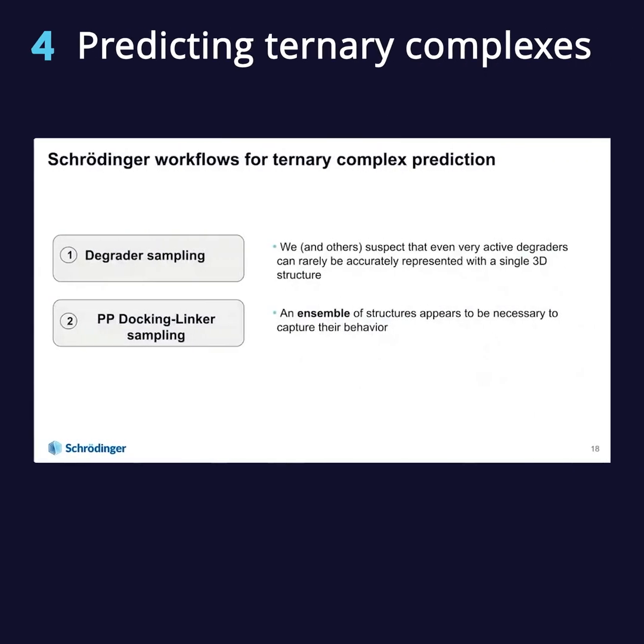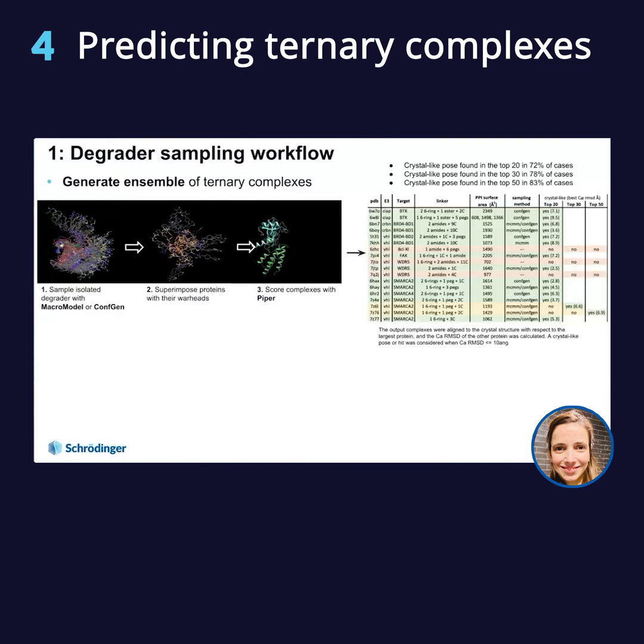Okay, so I will be talking about 2 workflows, degrader sampling and protein-protein docking followed by linker sampling. In this workflow, to generate the ensemble of ternary complexes, we sample the isolated degrader with macrocycle conformational sampling. Then we superimpose each protein with respect to their warheads. By doing that, a lot of this initial ensemble will be filtered out, a lot of these conformations, if they're clashing with the protein backbone and protein side chains, and you can tune if you want to allow some clashes so that you are not very rigid in that initial filtering. So that will basically generate the ternary complexes, and then at the end we score the complexes in place using the Piper scoring function.